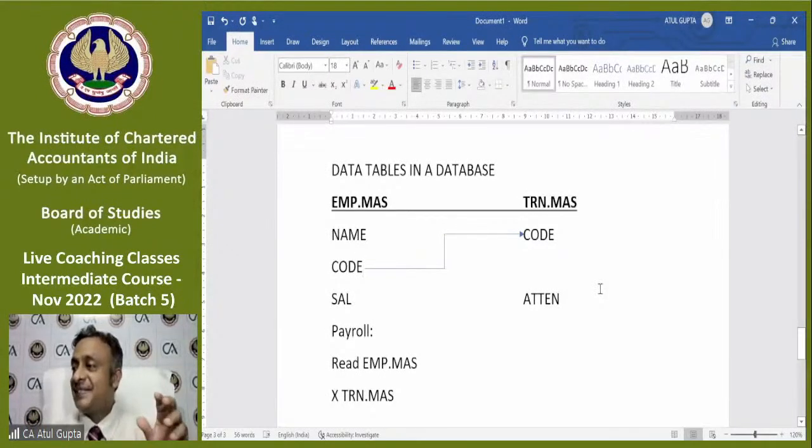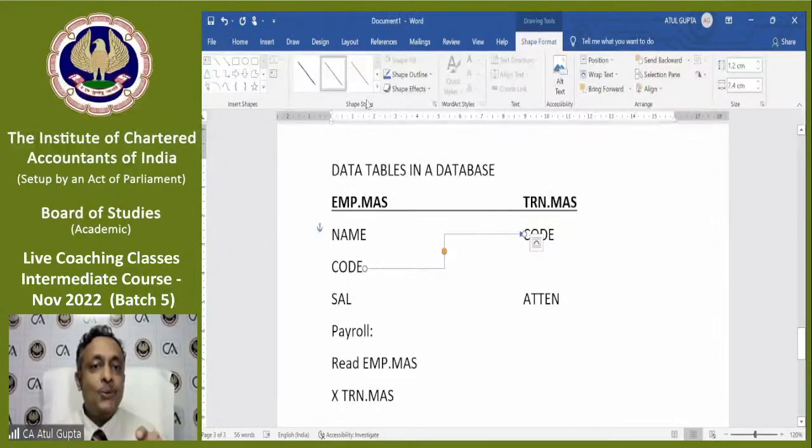So once you do it, see this linkage I have created. Yeah, I've changed the color for visibility. So this link is created. Now what happens, the employee payroll program reads this, it is linked to this, and goes directly. It makes it so fast. That is how you create a relation.